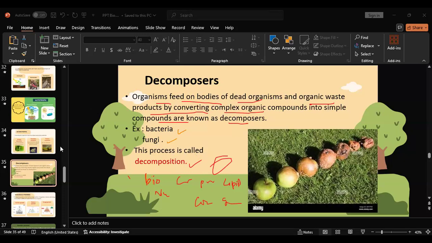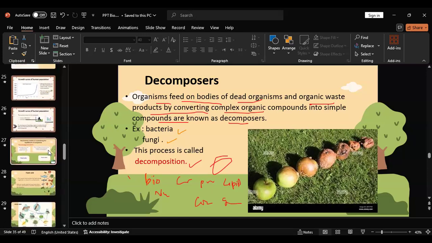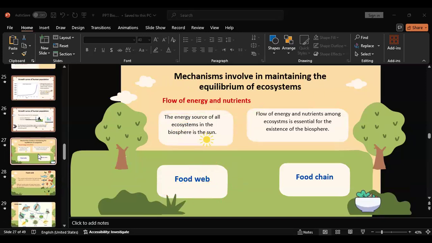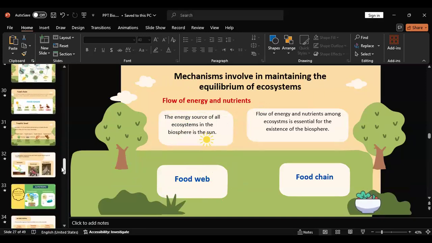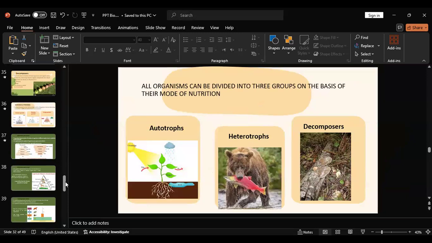Until now we have studied the ecological mechanism involved in maintaining the equilibrium. Under this, we have studied the food web, food chain, and trophic levels, and the three kinds of nutrition modes.